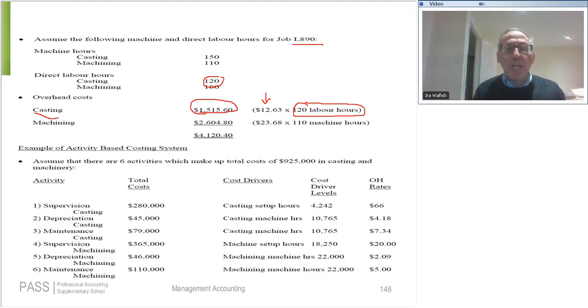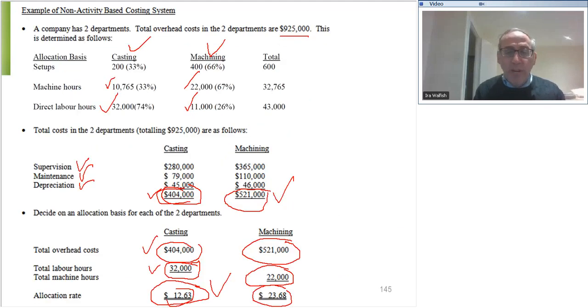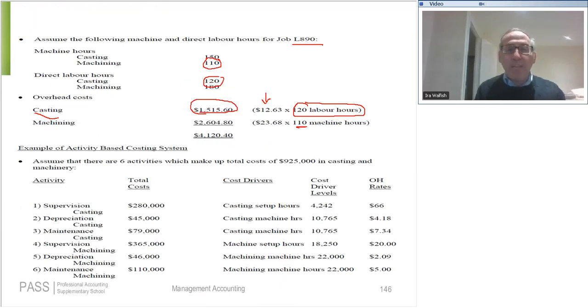Now, for machining, we're allocating based on machine hours. The machine hours for the machining department was 110 hours. The rate we came up with for the machining department by taking 521,000 divided by 22,000 was 23.68 per machine hour. So I take 23.68 per machine hour times the number of machine hours that this particular job used in the machining department, and I get 2,604, and this is my total cost.